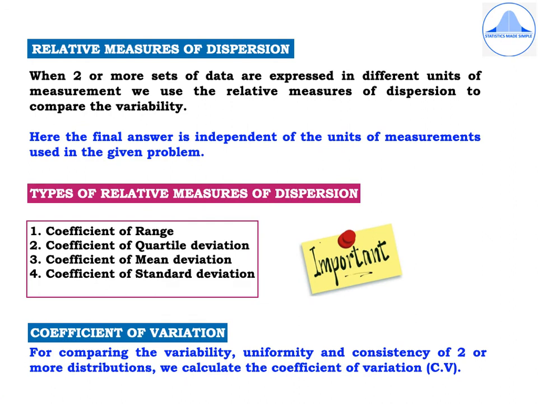Let us now learn what are relative measures of dispersion. When two or more sets of data are expressed in different units of measurement, we use the relative measures of dispersion to compare the variability. Here, the final answer is independent of the units of measurements used in the given problem. The different types of relative measures of dispersion are the coefficient of range, coefficient of quartile deviation, coefficient of mean deviation, and coefficient of standard deviation.